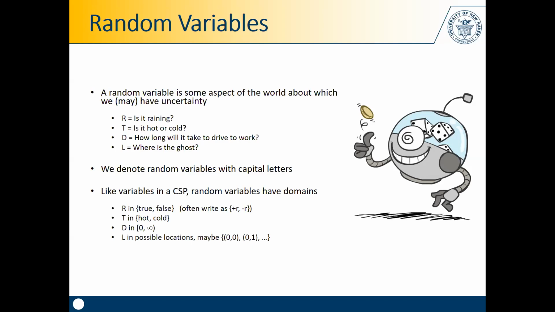Now, there's a similarity between the variables in CSPs and random variables. They both have domains. So for the random variable R, whether or not it's raining, the domain of possible assignments or possible values, possible outcomes, as we'll say later on, is true or false. It's either raining or not. And often we write it as plus lowercase r and minus lowercase r. So the outcomes are typically represented with lowercase letters.